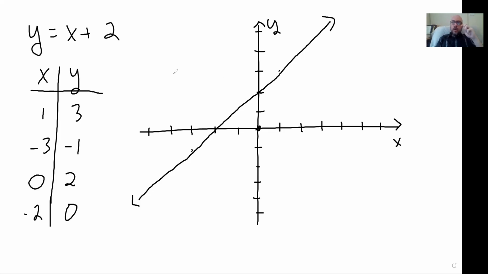And so we're going to learn basically 3 major kinds of graphs. This is by far the most important one. Lines are far and away the most important shape and type of equation in all of mathematics. It's not even close. We'll go into why at some point. We'll see them more often.